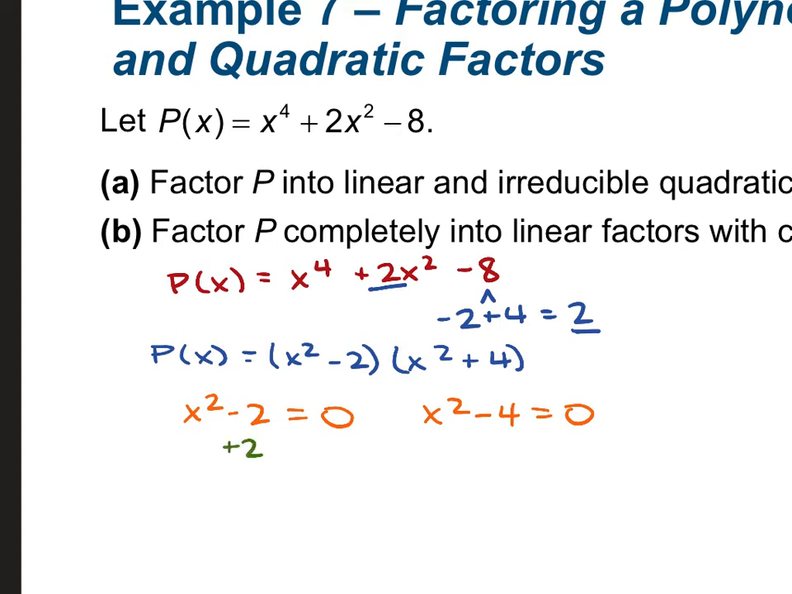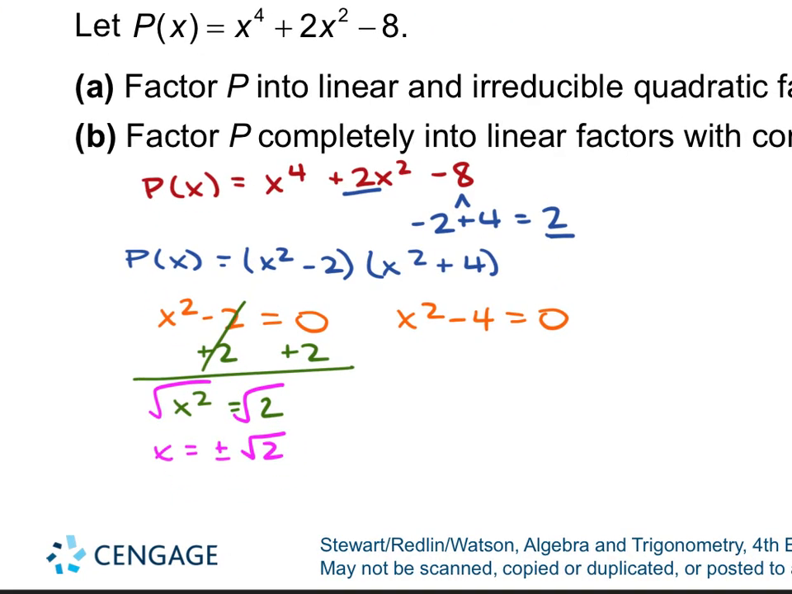So move the 2 over with the x squared minus 2 is equal to 0. We have x squared is equal to 2. And then take the square root of both sides. So x is equal to plus or minus the square root of 2. For the x squared plus 4 is equal to 0, we're going to subtract 4 from each side, so x squared is equal to negative 4.